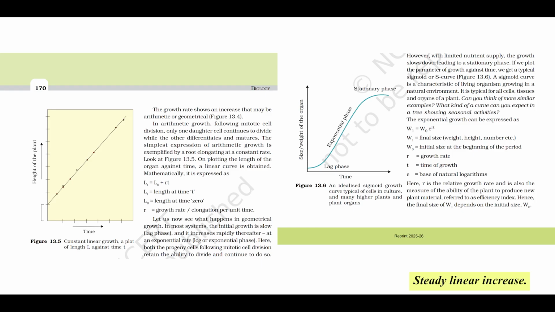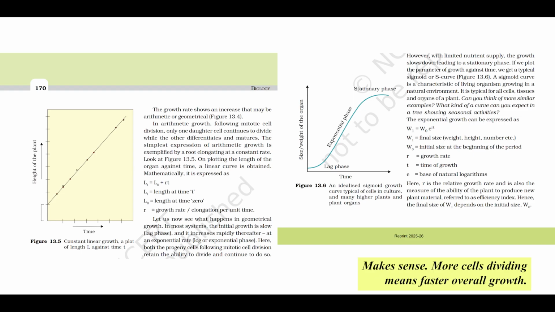Steady linear increase. Now, contrast that with geometric growth. This is much more common in biological systems, especially initially. In geometric growth, after a cell divides, both daughter cells retain the ability to divide, and they continue to do so. Ah, so it compounds. Both keep dividing. Exactly. It leads to exponential increase. But it typically follows phases. Initially, growth is slow, the lag phase, because the number of dividing cells is small. Then it accelerates rapidly, the log phase, or exponential phase. This is where growth is fastest, as the number of dividing cells explodes.